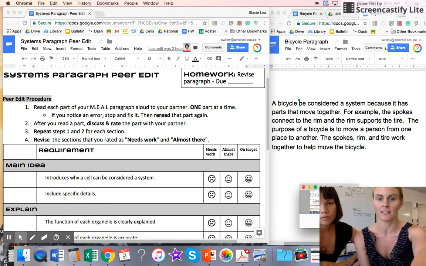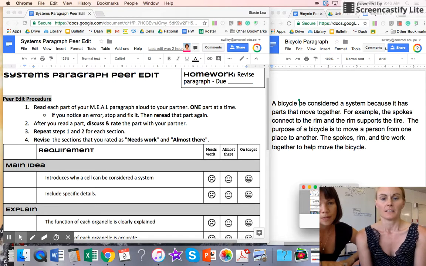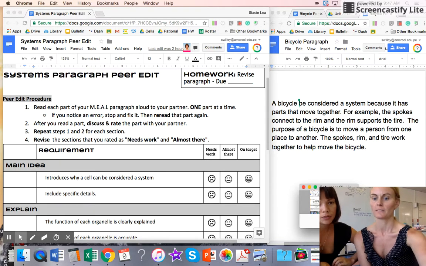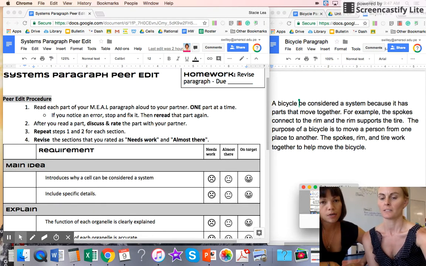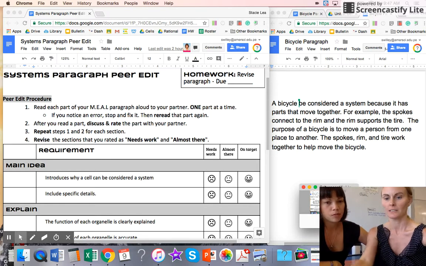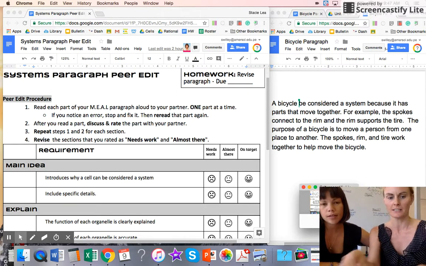And it looks like the ratings are needs work, almost there, and on target. So that's where I'll help you rate it. And then we'll just keep repeating for each section. And when I'm done, my homework tonight is to revise any section that needs work or is almost there. After I give you some feedback and we work through this together, then you're going to, at home, or if we have time, fix up those things and add the detail. Okay, great. Let's have a look.